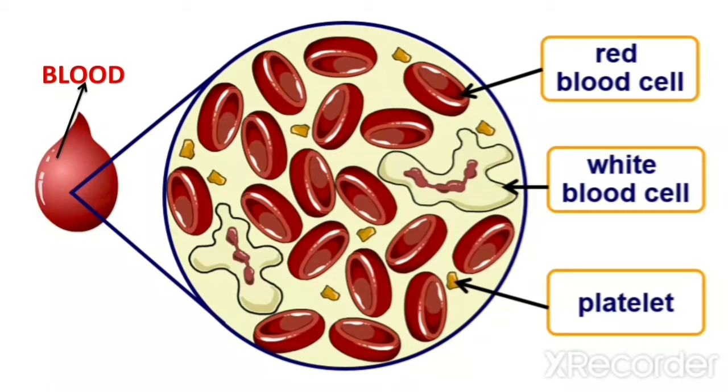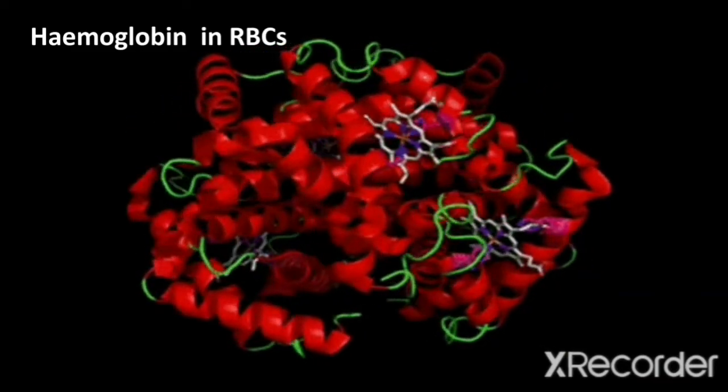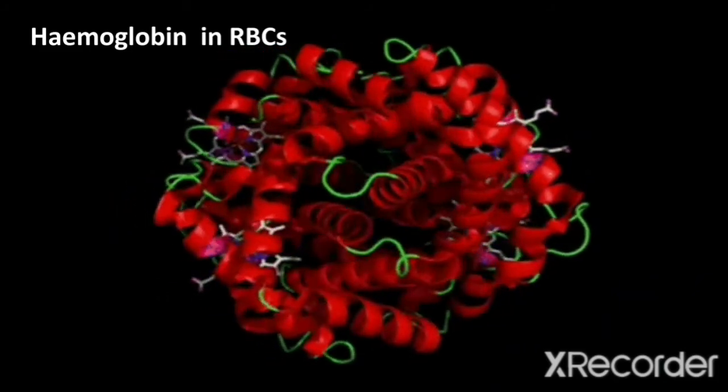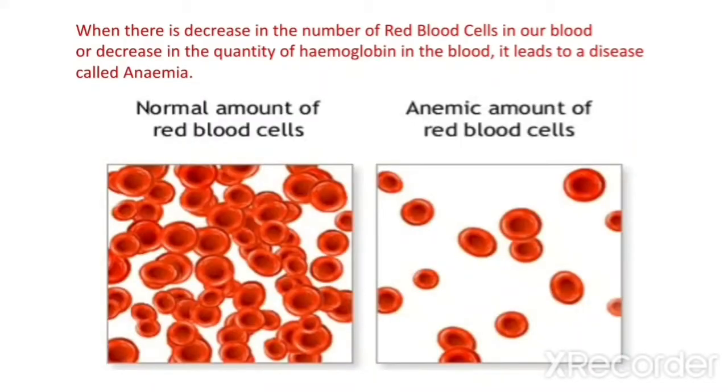Each red blood cell contains hemoglobin. This is hemoglobin. Hemoglobin is an iron-rich protein which can bind oxygen and give blood its red color. When there is a decrease in the number of red blood cells in our blood or a decrease in the quantity of hemoglobin in the blood, it leads to a disease called anemia. So, anemia means lack of blood.